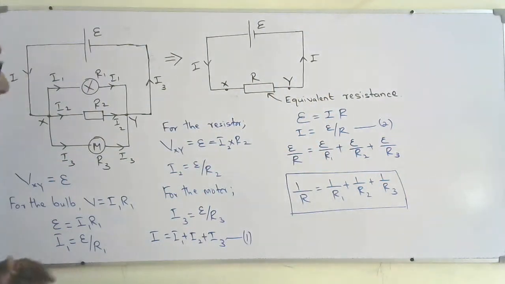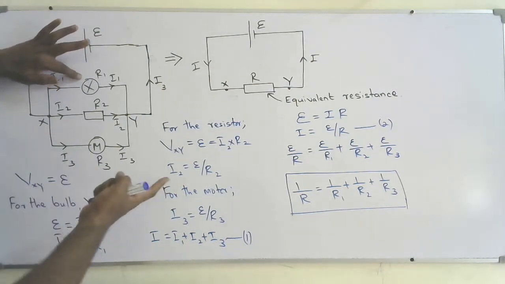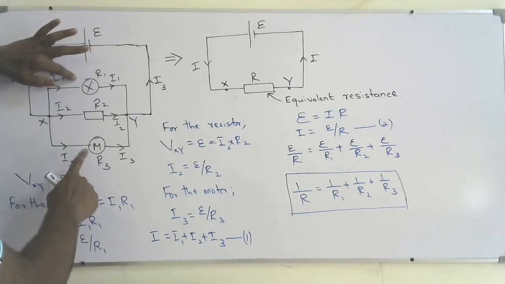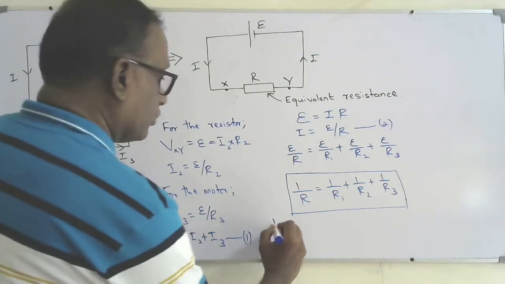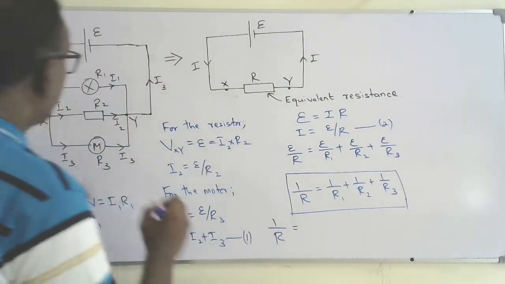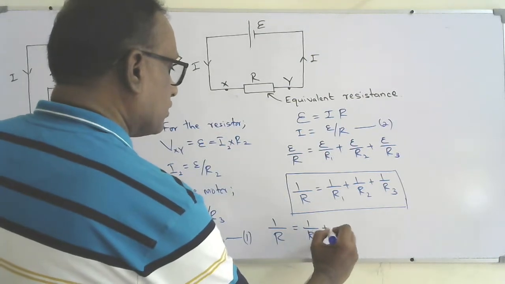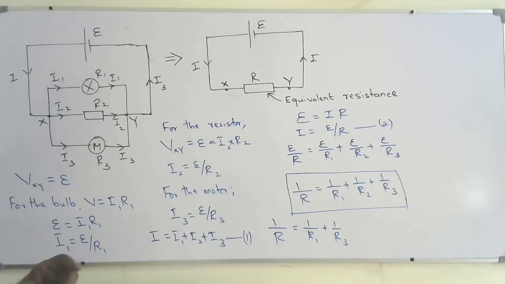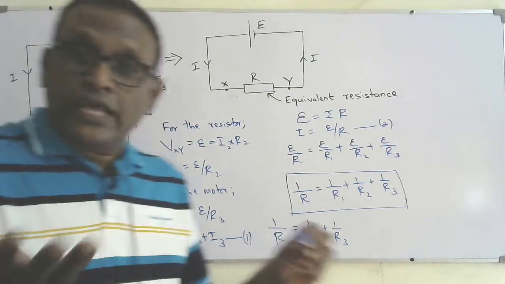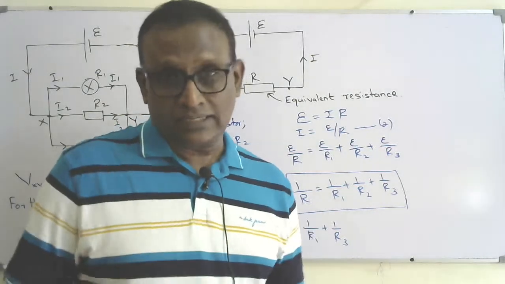Or you might need to find the equivalent resistance of only the bulb and motor. For some reason you are finding the equivalent resistance of bulb and motor, then I can say 1 over R, the equivalent resistance of bulb and motor, is equal to 1 over R1 plus 1 over R3. Like that I can find the equivalent resistance of any two or more components that are connected in parallel among them.